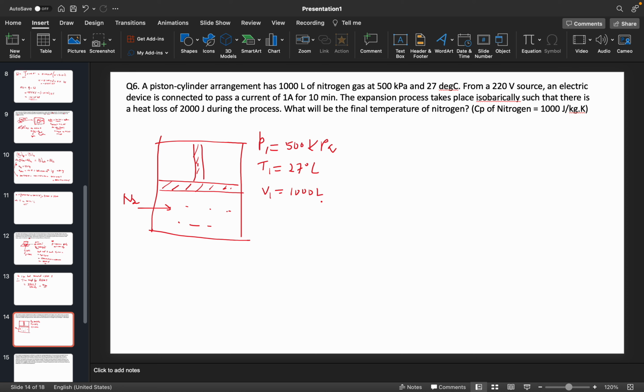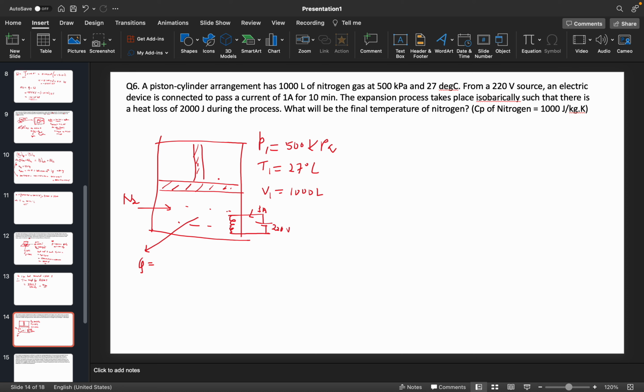Now what is given? An electric resistance source is connected. You can write this one as a resistance, no issue. So an electric resistance source is connected such that 1 ampere current is flowing through it, and the voltage it is connected to is 220 volt. There is also a heat loss from this system.